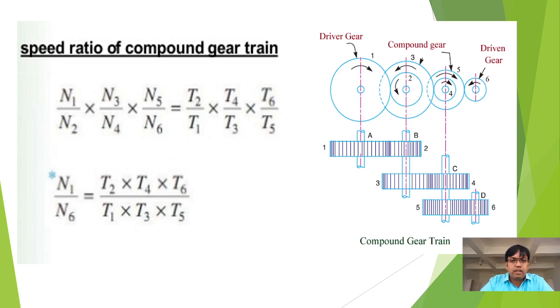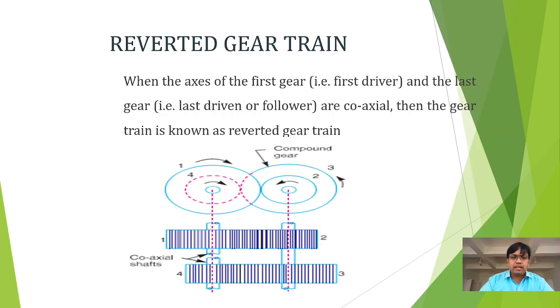Next one that we are going to see is the reverted gear train. What is a reverted gear train actually? As I told you at the start of the lecture, when the axis of the first gear is coaxial to the axis of the last gear, where the first gear means the driver gear and the last gear means the driven gear, you call such a combination a reverted gear train.